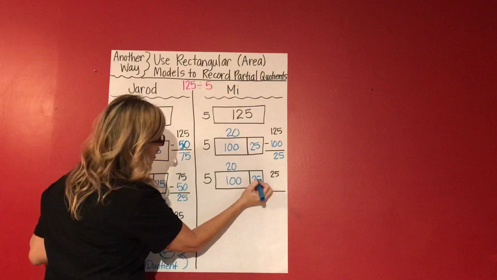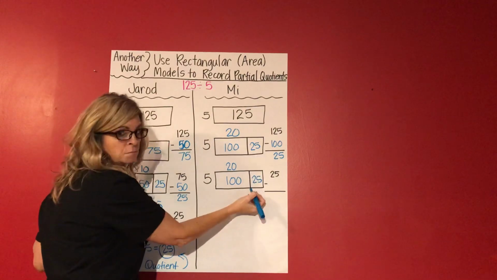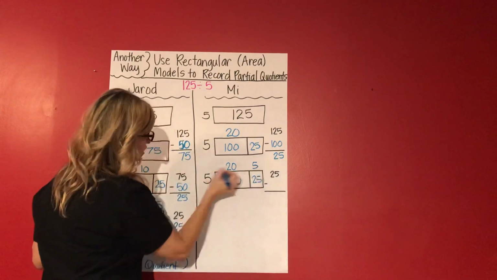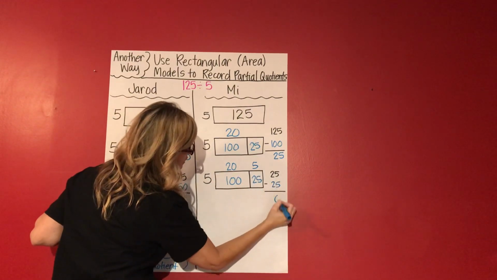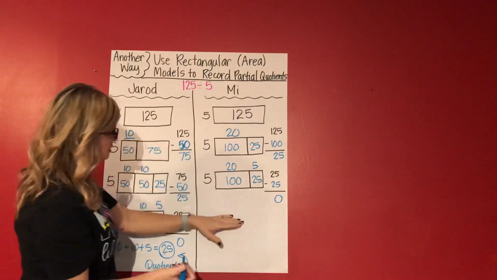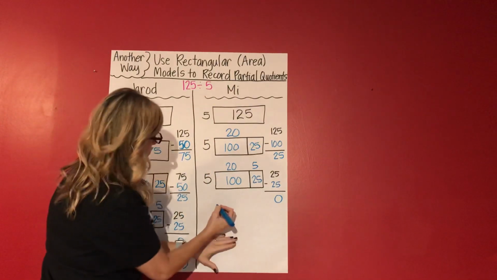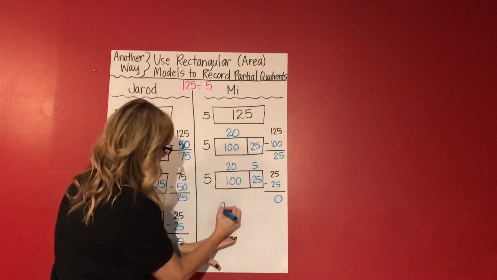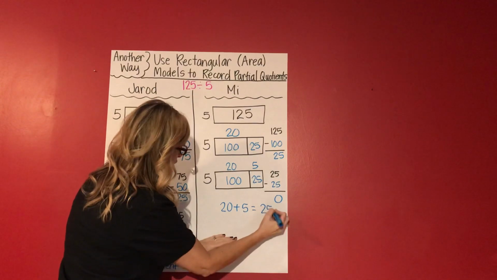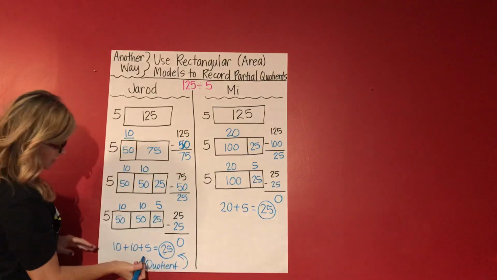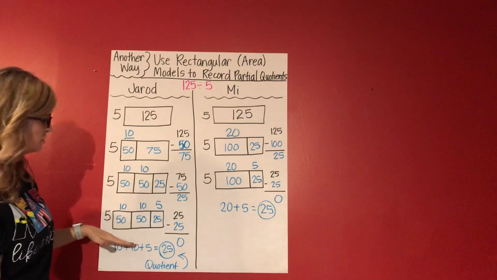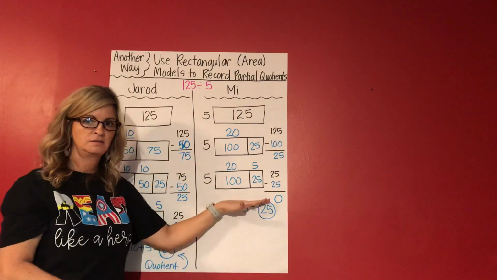What number times 5 is going to give me 25, and of course the answer is 5. 5 times 5 is 25, and again that's 0. So my, or me's, partial quotients are 20 and 5, which of course equal 25, which is the same thing that Jared got. He just took another step, an extra step than she did.